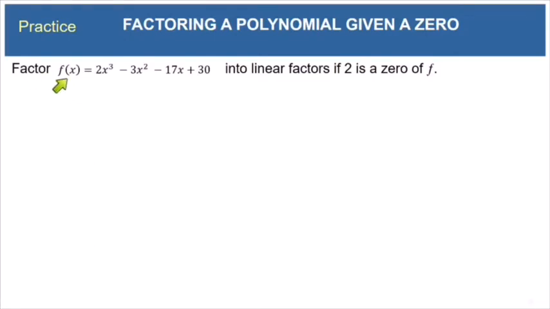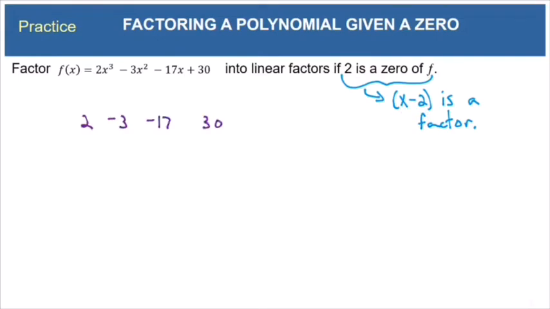So here we have f of x equals 2x to the third minus 3x squared minus 17x plus 30. And we need to factor this into linear factors given that 2 is a 0 of our function. Now since 2 is a 0 of our function, that tells us automatically that x minus 2 is a factor. So we know that when we do the synthetic division with 2 in the box, we're going to get a remainder of 0 because it tells us that 2 is a 0, but that also means that x minus 2 is a factor. So let's go ahead and put down our coefficients.